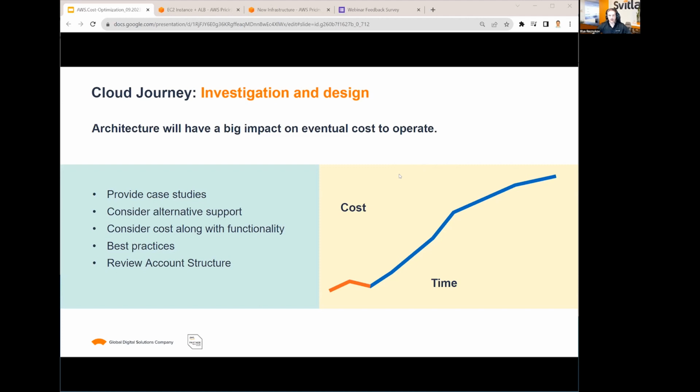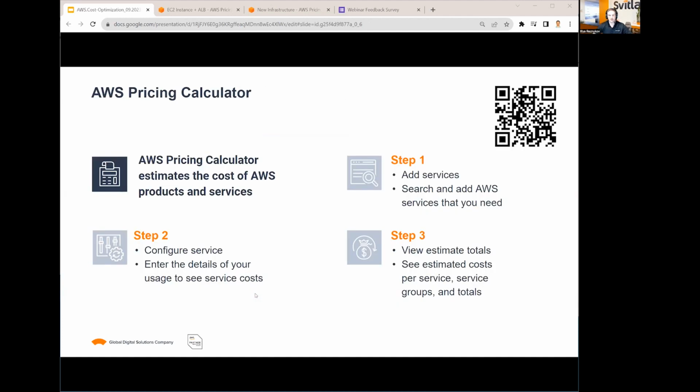And at this stage, we try to understand which infrastructure we need. And I'd like to advise using such a nice tool, which is called AWS Pricing Calculator. This is a QR code for this tool. It's free to use, and it allows any user, but it's usually used by solution architects, to estimate cost of AWS products and services.